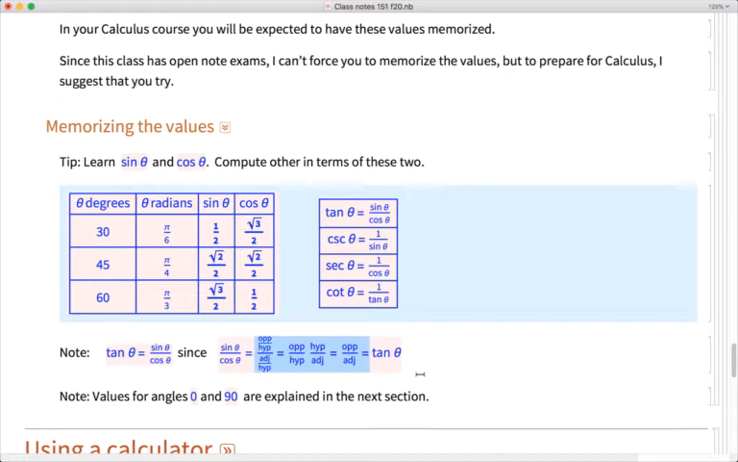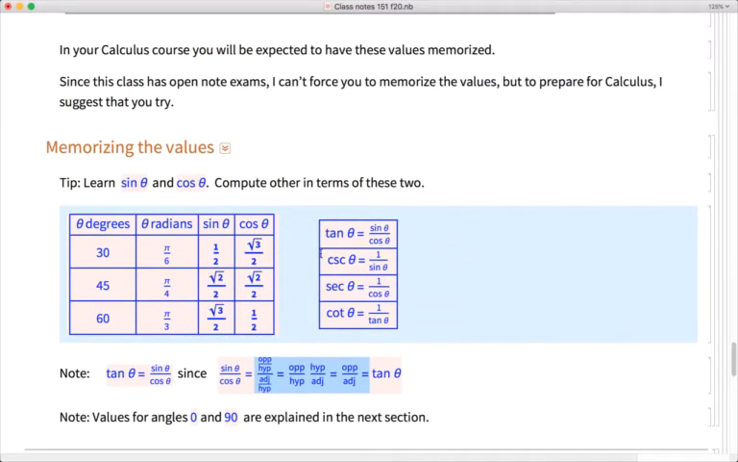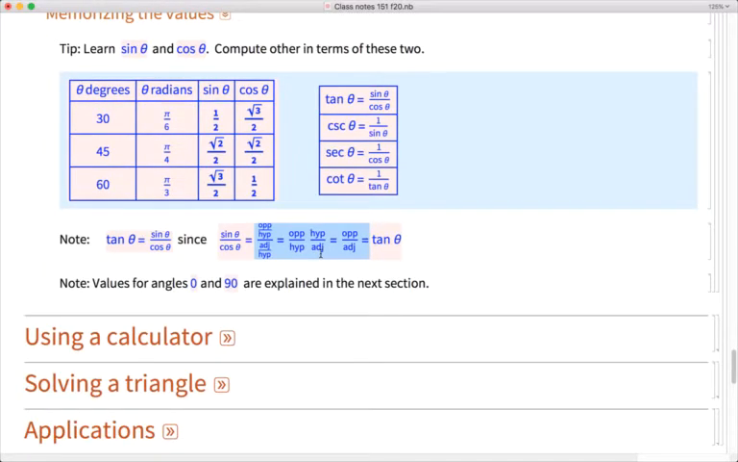Our book is getting just a little bit ahead of itself, I think, to list out the trig values or trig ratios for angle 0 and angle 90, because technically those angles cannot appear as an acute angle in a right triangle. But we'll take care of that in the next section.